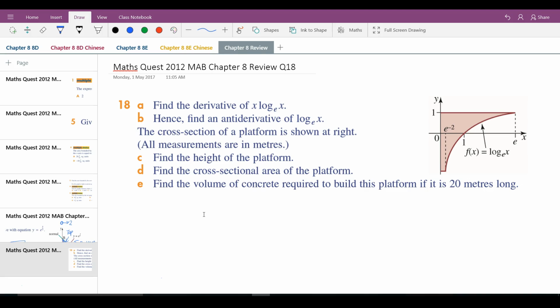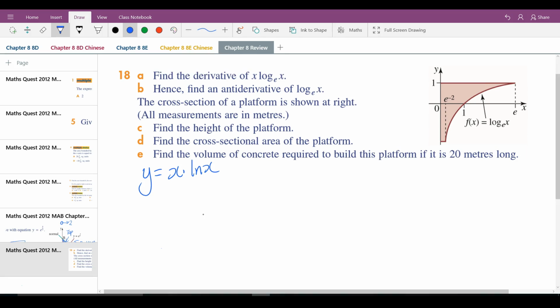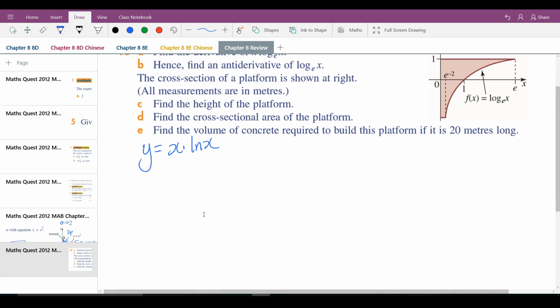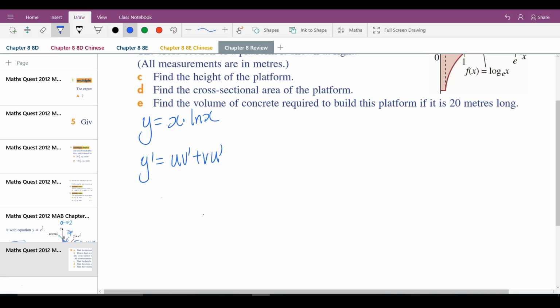Find the derivative of x ln x. So y is equal to x multiplied by ln x. So this is a product of two functions, so when you differentiate it, we have to use the product rule. The product rule is y dash equals uv dash plus vu dash. So let's decide what u dash and v dash are.